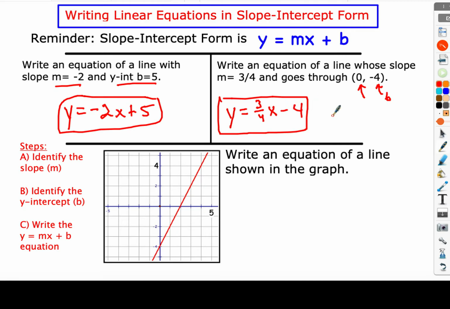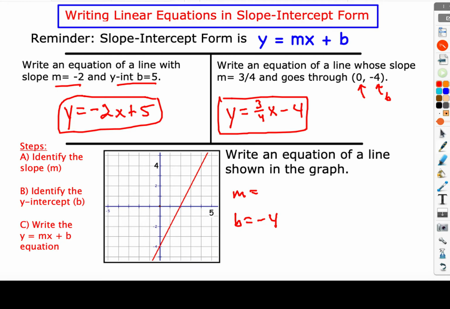Finally, down here at the bottom, write an equation of a line shown in the graph. Remember, like the steps at the left, first we need to identify the slope, like we did in both of these previous problems, then identify the y-intercept, and then finally we can write our equation. So let's write down m equals and b equals. Well, b is probably easier to spot. If we take a good look at our graph, it looks like we're counting by ones here. So it looks like we went down 1, 2, 3, 4. My b is going to be -4.